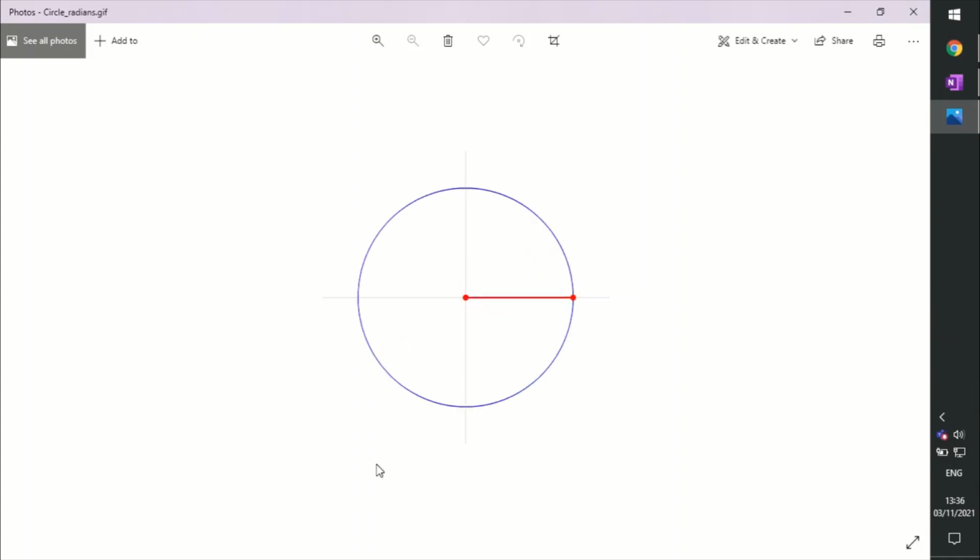So here we've got our circle of 1 unit. There's its radius. And if we curve that radius around, so it's still got that length 1, then that is 1 radian. There's 2, 3 radians, and then you can see it's 3 and a bit radians, or pi radians for 180. And then a full circle is 2 pi radians.